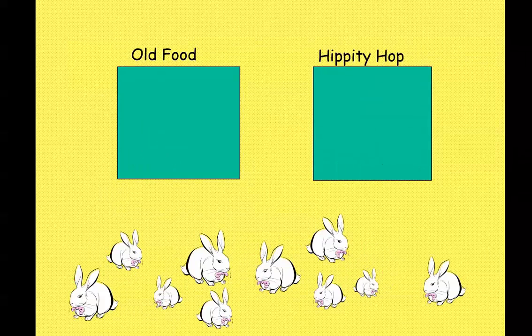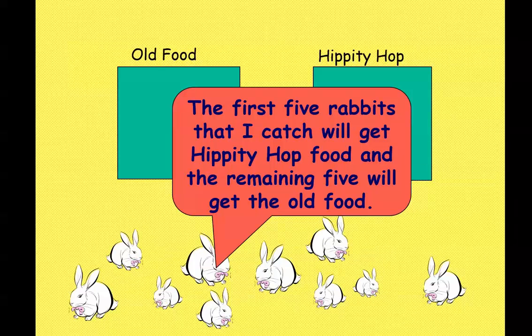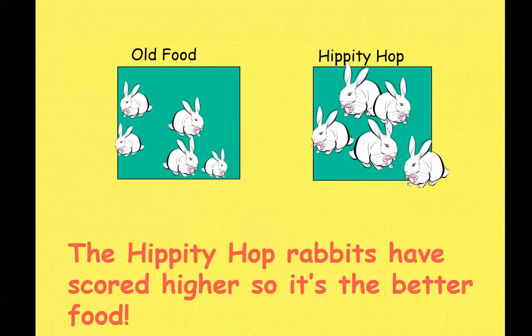Okay, so I listened to you, and it seems I've got to do this to multiple rabbits. So I'm gonna grab 10 of them, and the first 5 that I catch, I'm gonna give the new food to, and the other 5 are gonna get the old food. And I notice that the hippity hop still makes a difference. Now, can I claim it? And the answer is still no. There's still more details I need to add to my experiment.